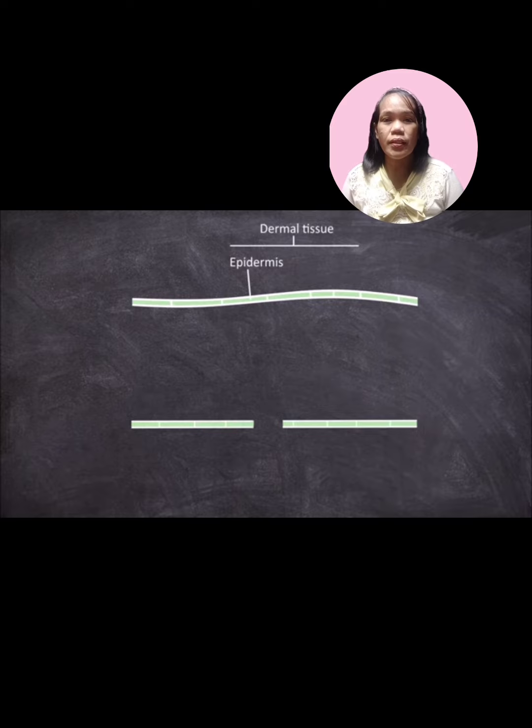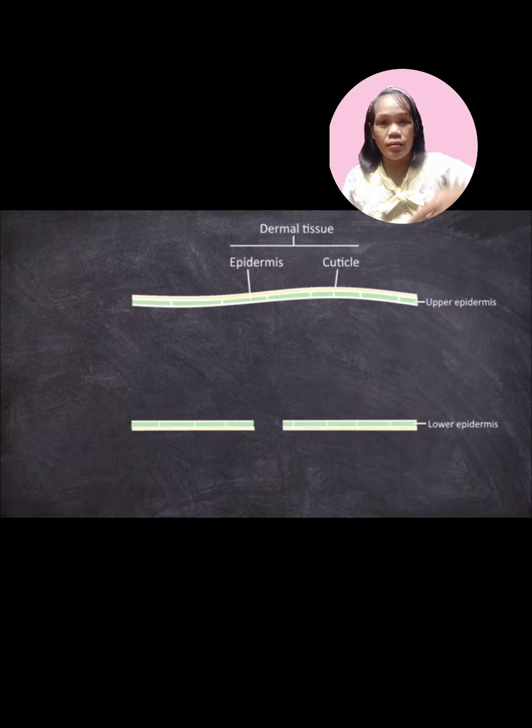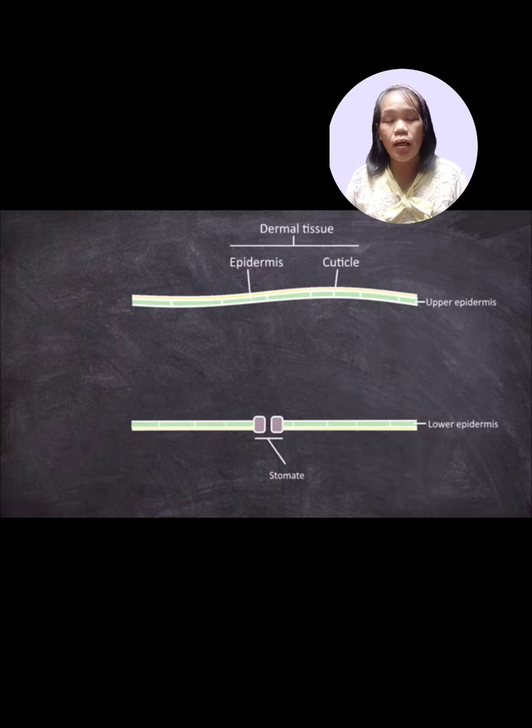The epidermis secretes a thick layer which protects the leaf from drying out. The epidermis has stomata, and every single stoma consists of two guard cells surrounding the pore. The stoma controls the flow of carbon dioxide, oxygen, and water out of and into the leaf through the epidermis.